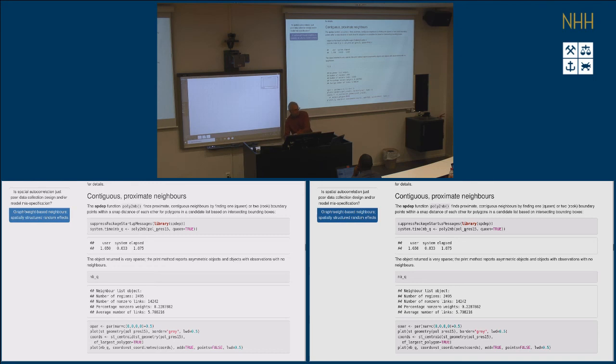I'll get to that. So the question was, can you turn it into an igraph? And yes, you can. It's not one step, it's one, two, three. But yes, igraphs are for representing graph structures.